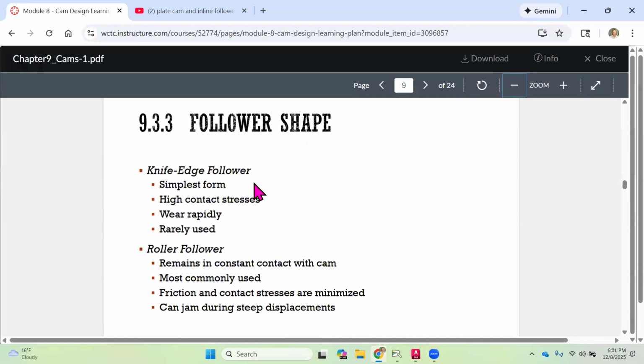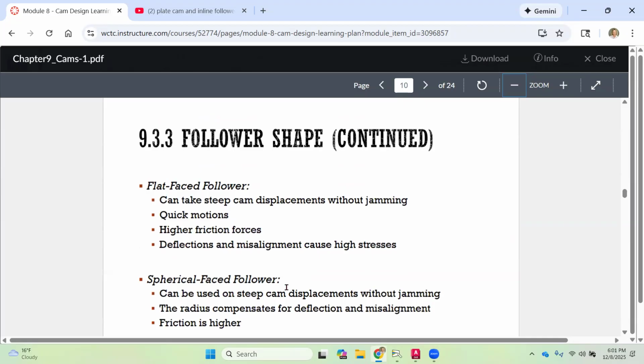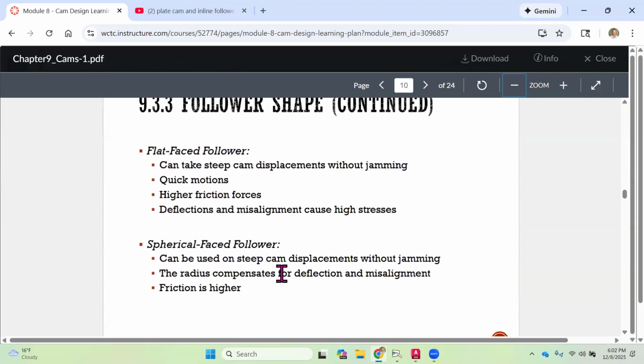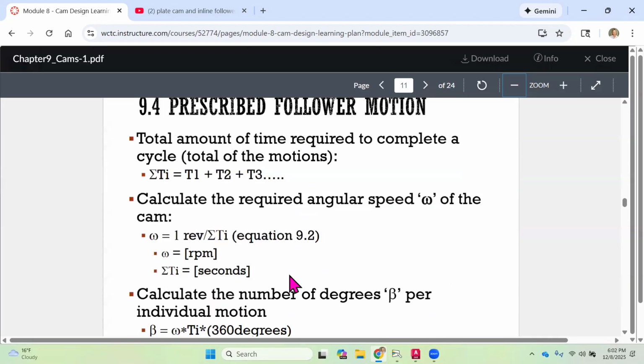Follower shape. So we've already talked about the different shapes. There's knife edge, roller follower, there's the flat face and the spherical face. And really what it comes down to is the final application, how fast it's rotating, and what you are looking for in the end. A lot of times it comes down to minimizing the amount of friction, especially between the cam profile and the follower itself. So roller followers end up being the most popular that we see. But these other ones are out there and they can be used, you just want to make sure that it's appropriate for your application. So I'm not going to spend a whole lot of time there.